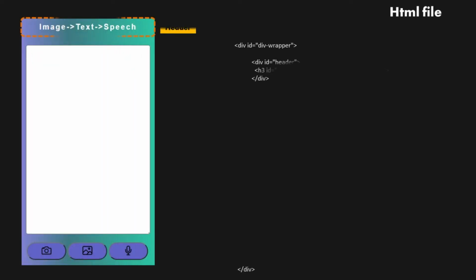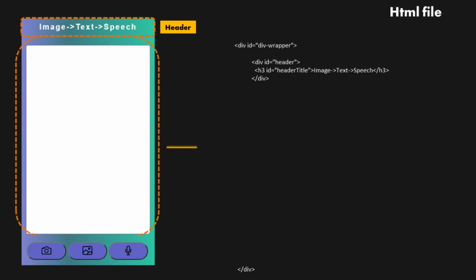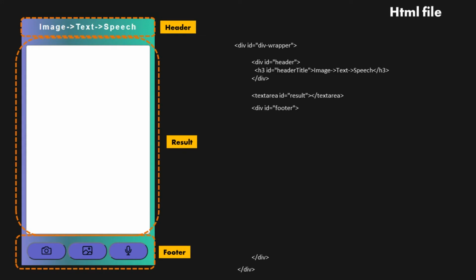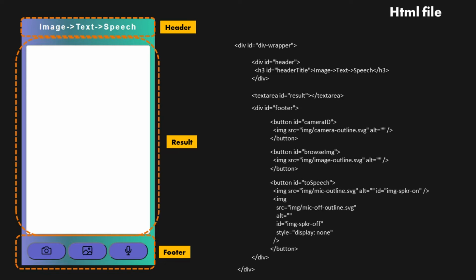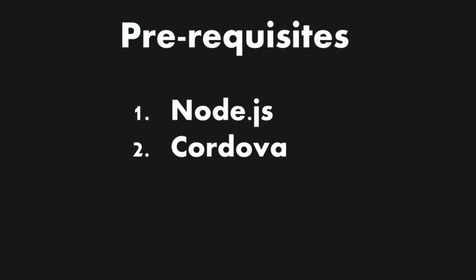Let us discuss the HTML side. The interface is made up of three parts. First is the header, which shows the title. Next is the result, the text extracted from the image. Finally, the footer. There are three buttons in this section: the camera button, the browse image, and the speaker that speaks the text. Make sure to install the following prerequisites.